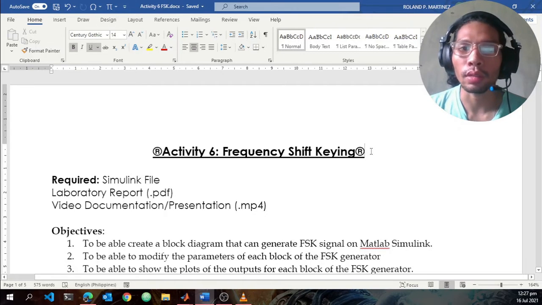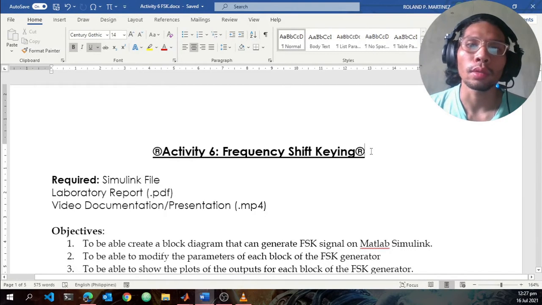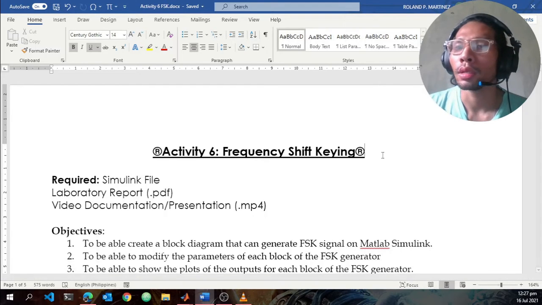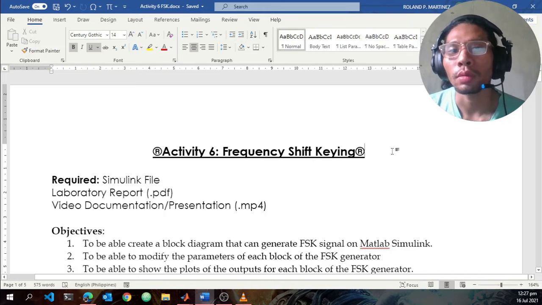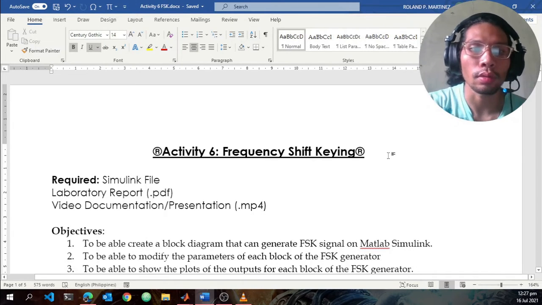This activity will consist of two parts. The first part is the frequency shift keying output, and the other part is the observation of the frequency shift keying together with the output of the pulse generator. So let's get right into it.